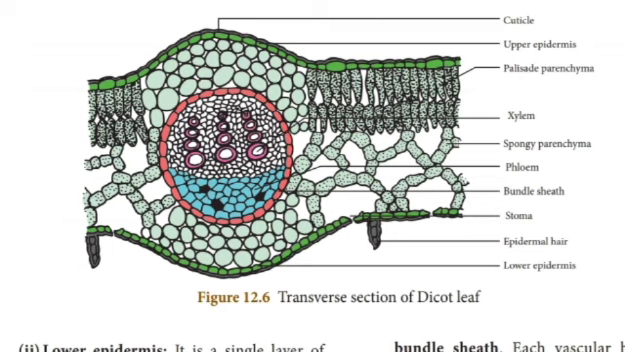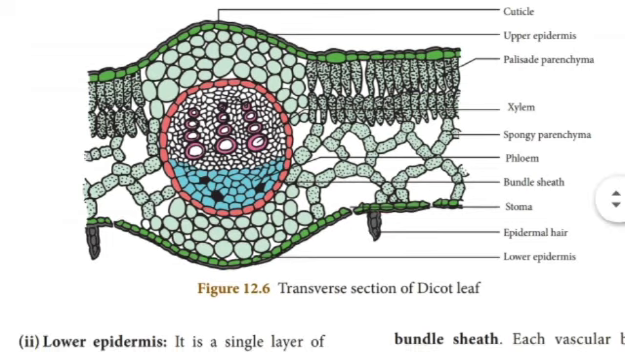Next, vascular bundle. The vascular bundle of the midrib is larger. In a dicot leaf, the vascular bundles are like ribs. It is very large. It is present in the center of the dicot leaf. And vascular bundles are conjoint, collateral and closed. That is how the vascular bundles are arranged: conjoint, collateral and closed. If a cambium is present, then it is called open.